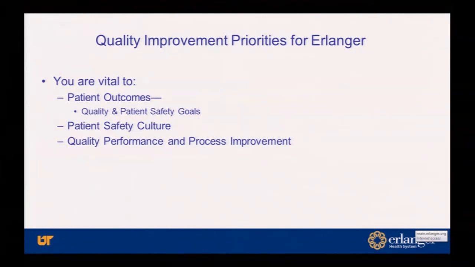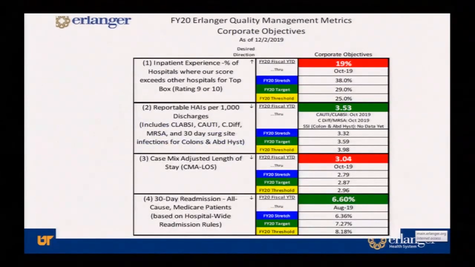So the quality improvement priorities for Erlanger: basically, you're on the front lines, whether you're a nurse or a resident or sometimes even a fourth-year medical student. You're the ones who are really providing the care, and you're the ones who know what's going on. So you are vital to this overall process. You're also vital to the culture that we have. So these are the corporate objectives, the quality corporate objectives.